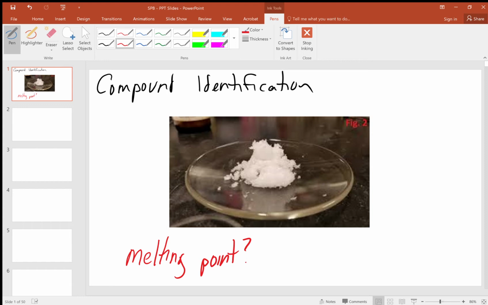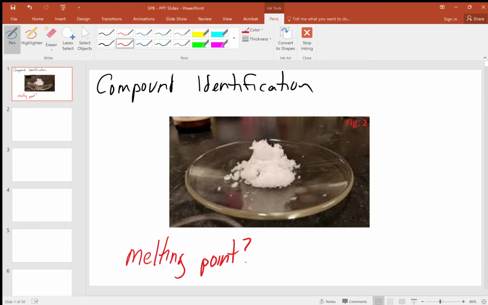But for someone doing research, it's not uncommon to make a molecule that no one's ever made before. And so in that case, yes, you can take the melting point, but it doesn't really tell you anything.